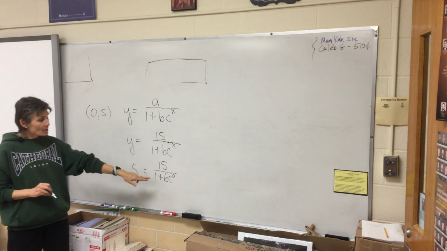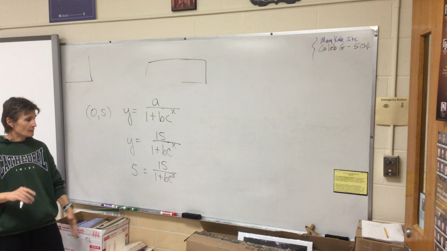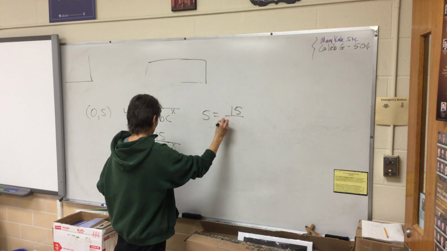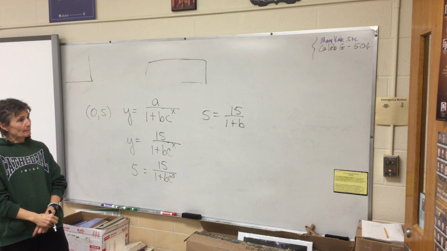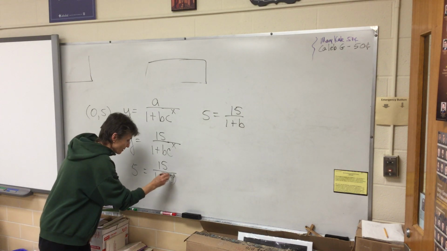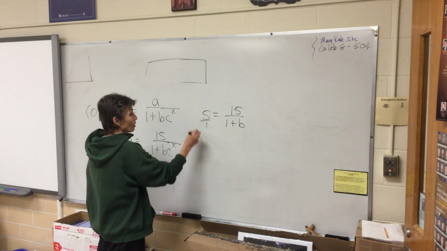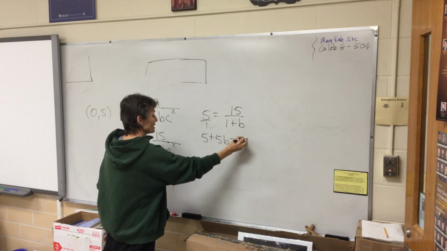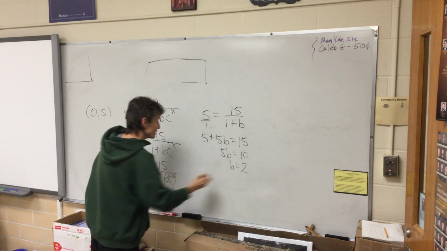Now, I know that anything to the 0th is 1. So now my equation looks like this. That's 1. This right here is 1. So now I can cross multiply. So 5 plus 5b equals 15. 5b equals 10, and it looks like b is 2.